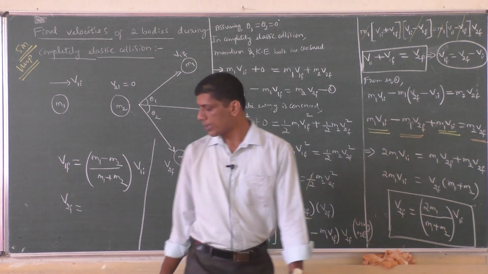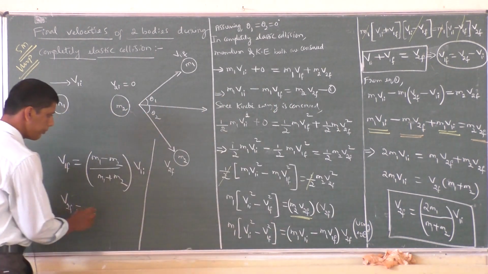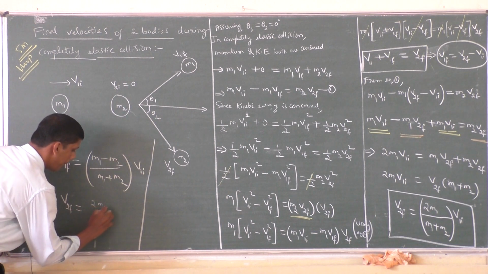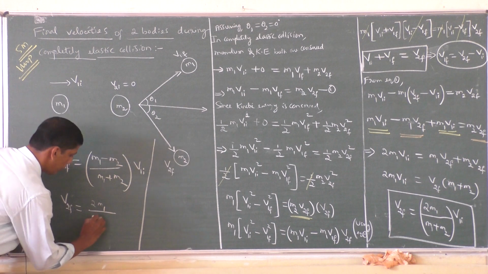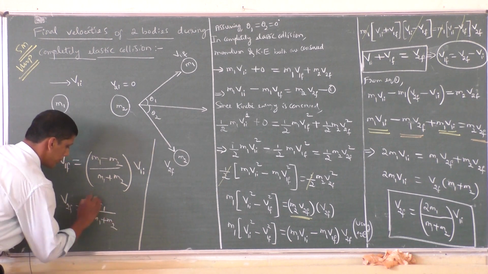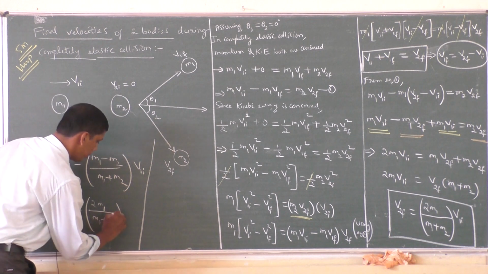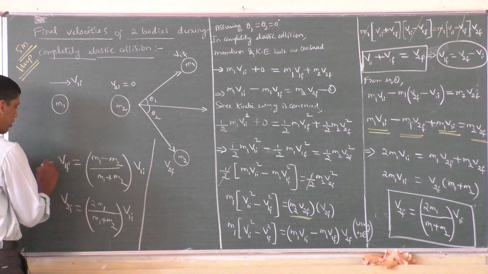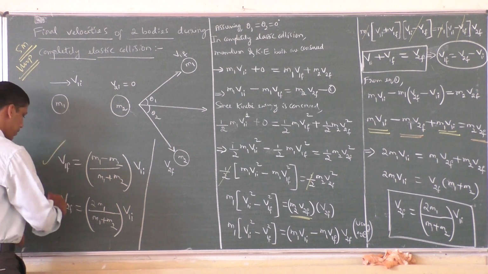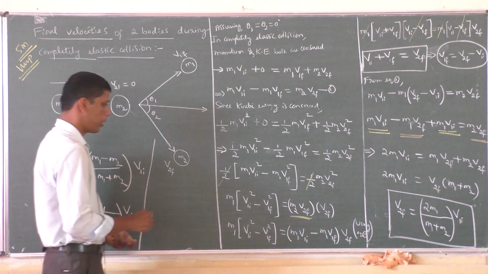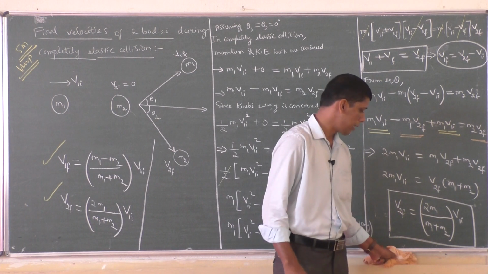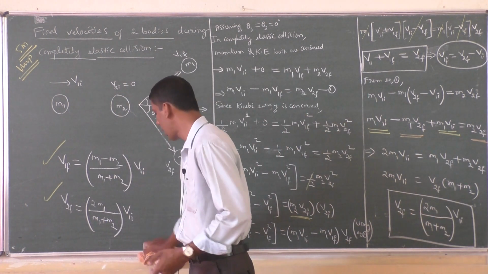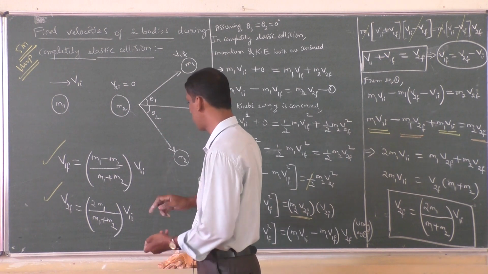So therefore final equation obtained here, the formula obtained here in this case is given by 2m1 divided by m1 plus m2 into v1i. So this is first equation is this one, second equation is this one. So we have to remember both the formula, remember both the formulas correctly. So if you remember both formulas properly, then you get the final velocity of both the bodies.